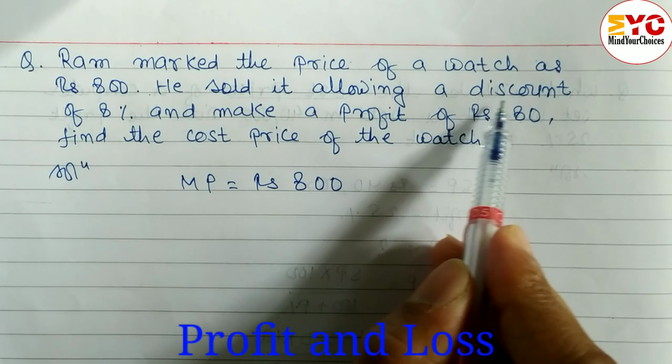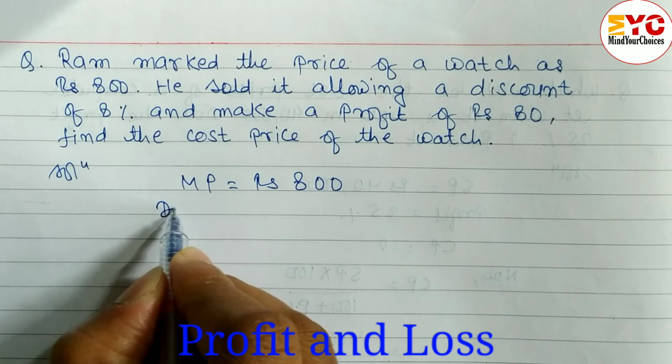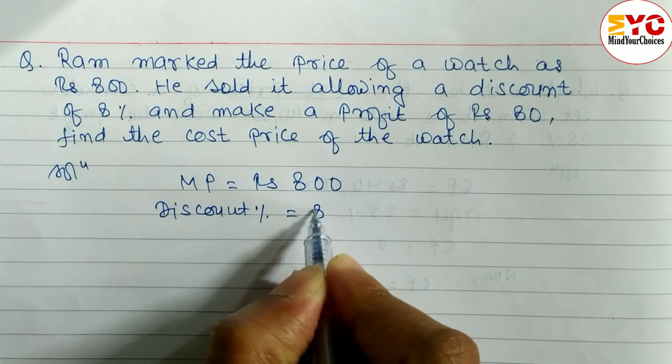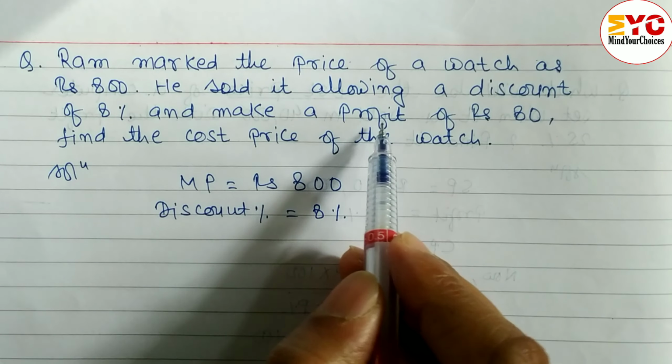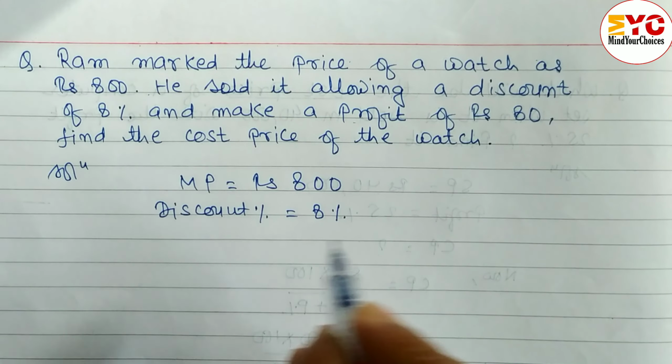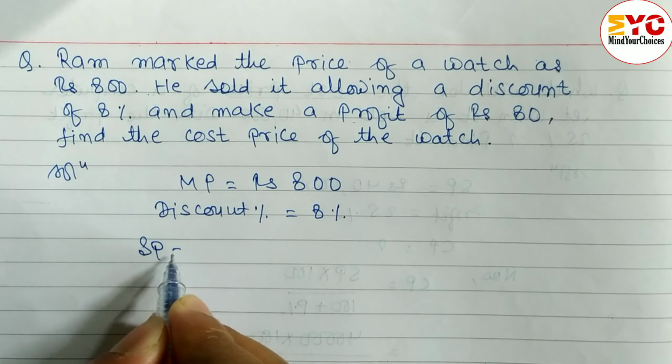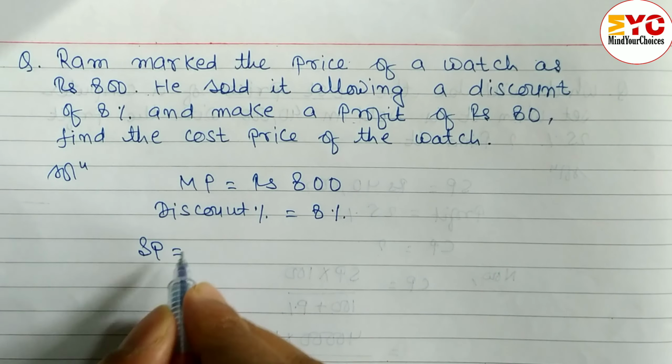He sold it allowing a discount of 8%. So discount percent is here, how much? 8%. After that he makes a profit of 80. So profit is a different thing. So MP and discount are given, so we have to find out the selling price first. At what price did he sell it?